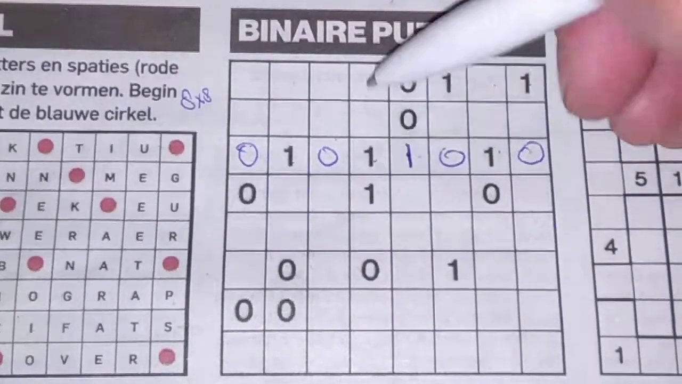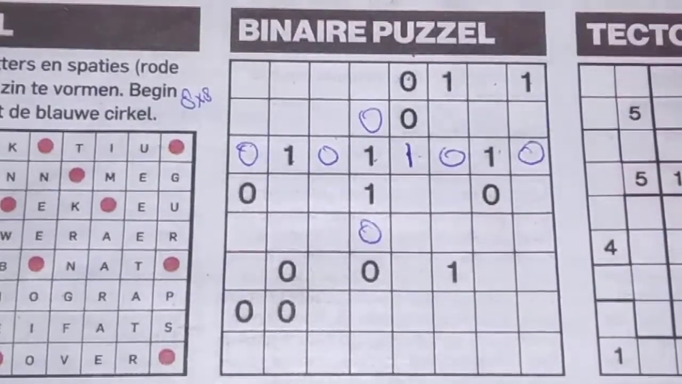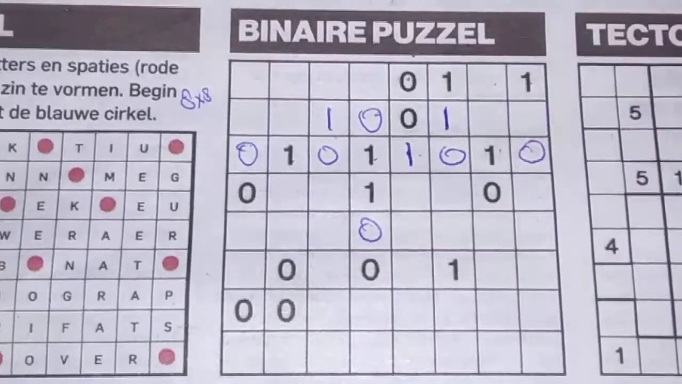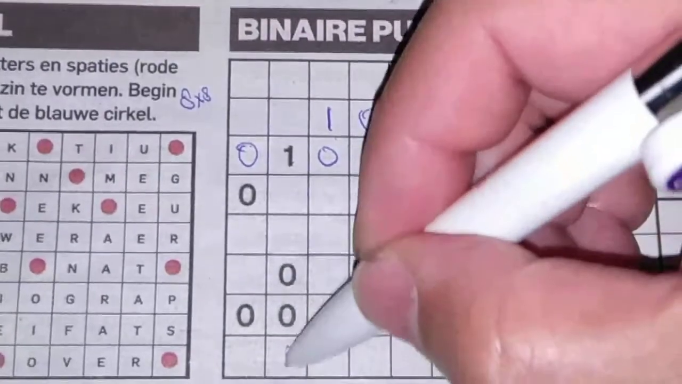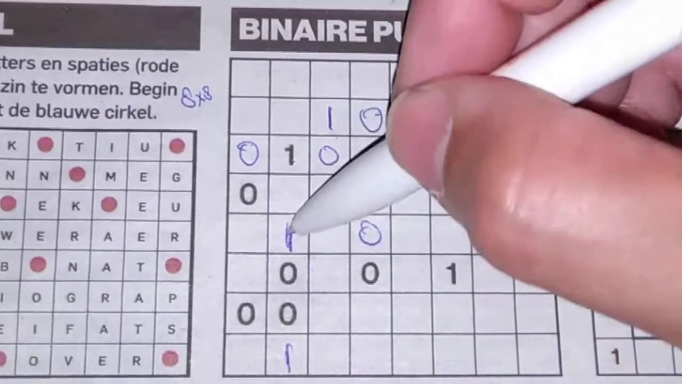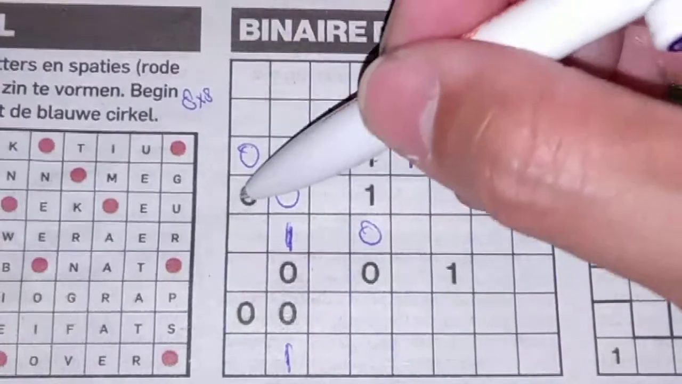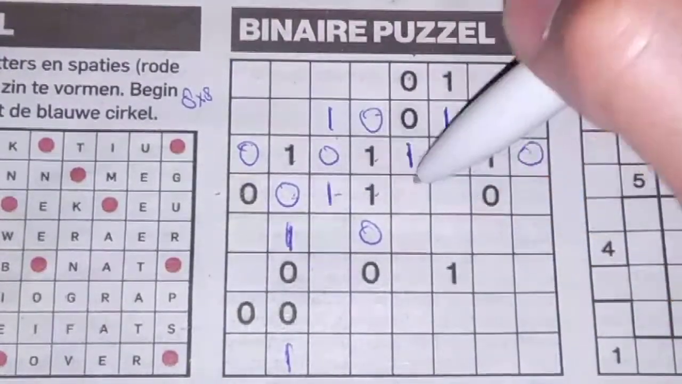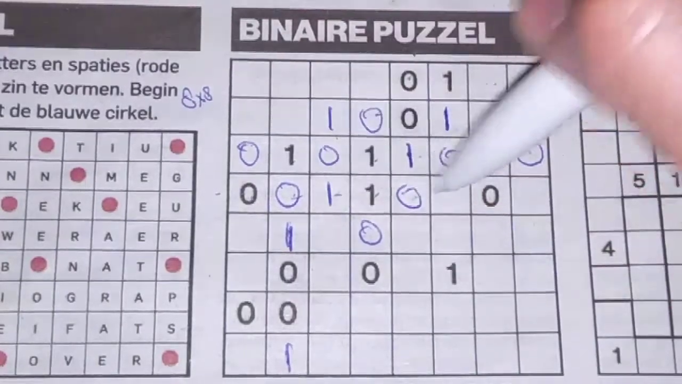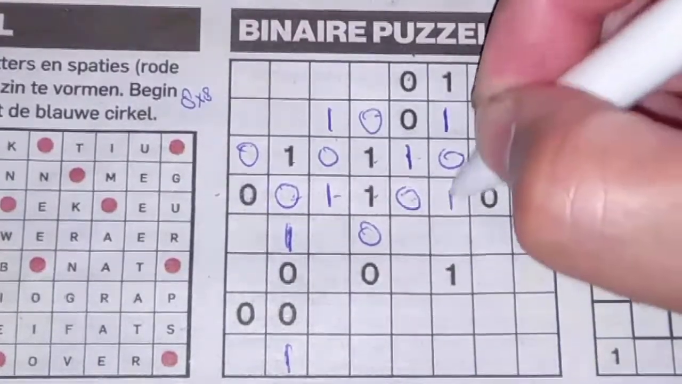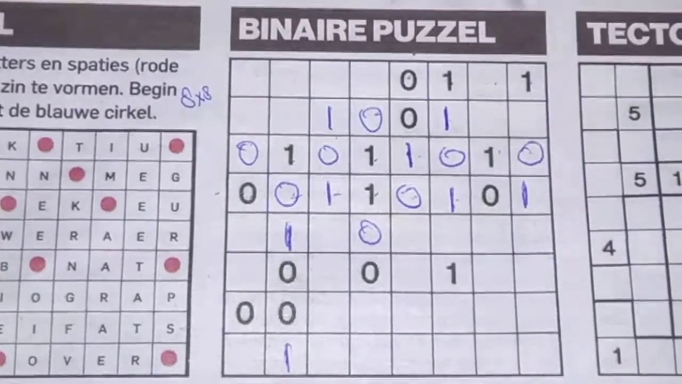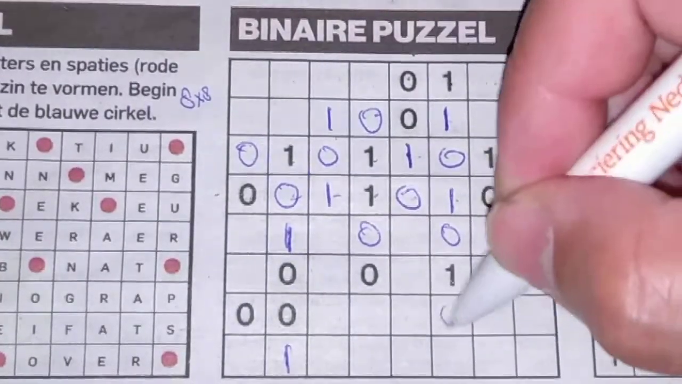Then double 1 here and O, then O, double O here and 1, then 1, double O here and 1, then 1, between 2 ones comes an O, double O here and 1, then 1, double 1 here and O, then O. We have 4 O's now, so the rest are ones. We have 4 ones here in this column, so the rest are O's.